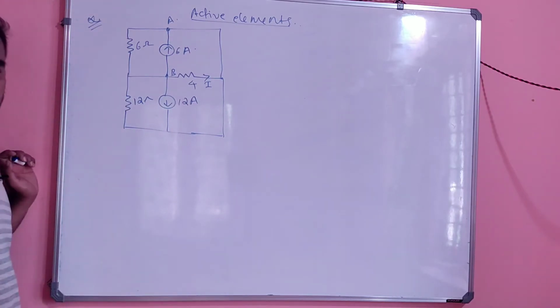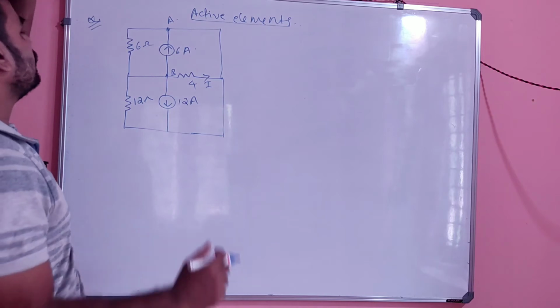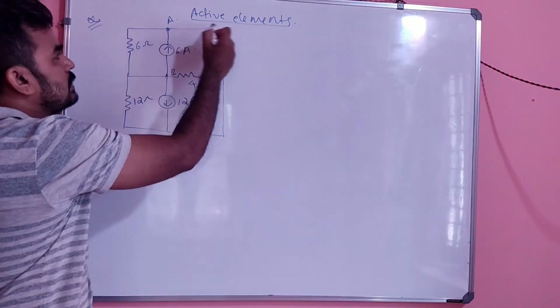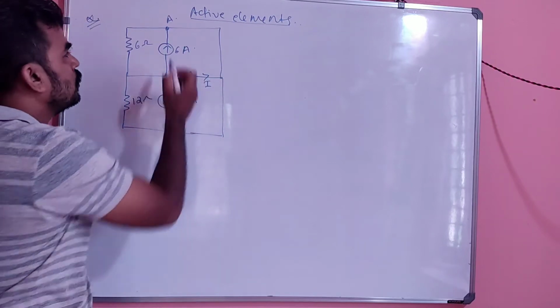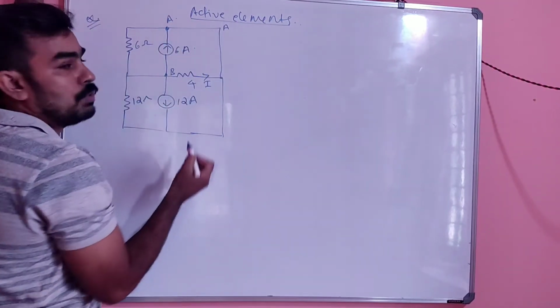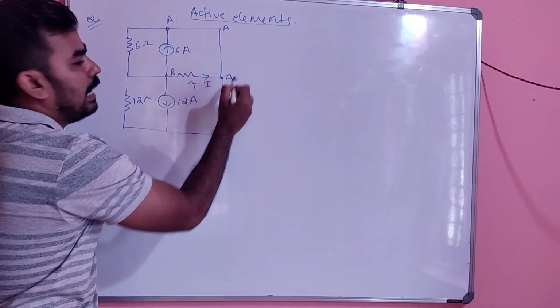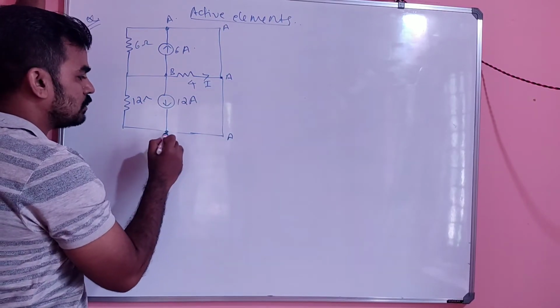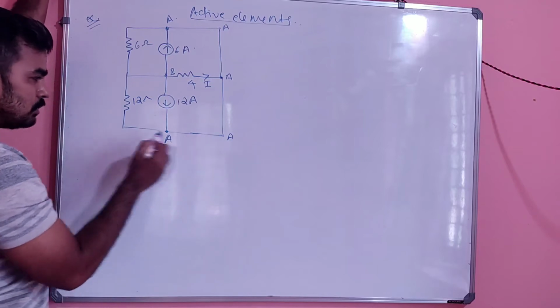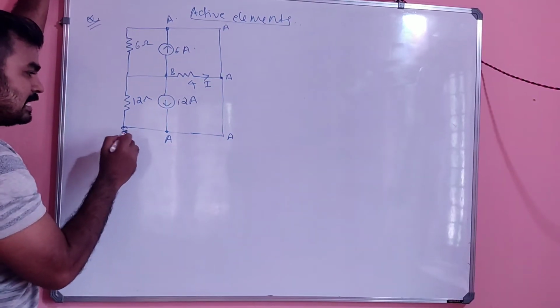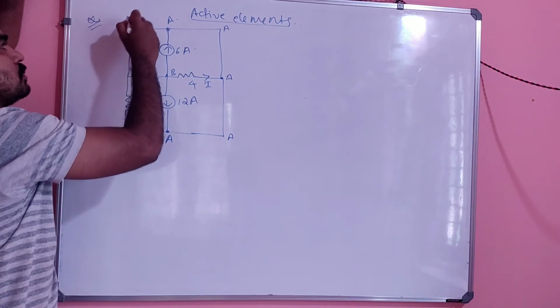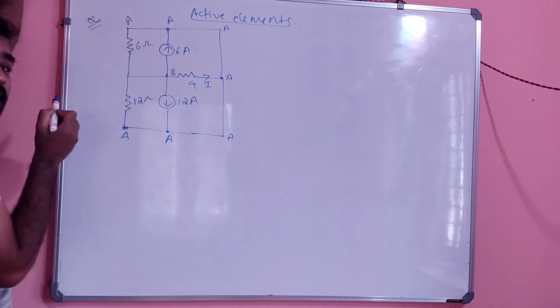So how can we try? See, I already said that. Suppose this is the point A, meaning it is short circuited now. So this is point A, this is also A, and this is also A, since it is short circuited. This is also A up to this. From here to here they are also A, because this and this get short circuited.